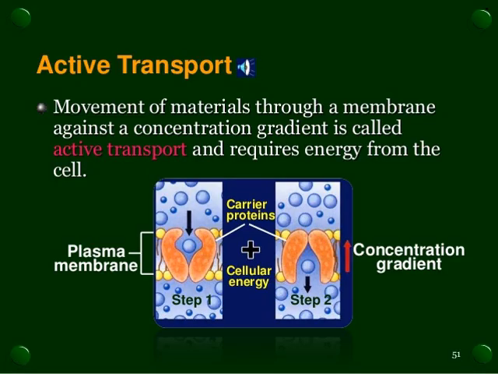Active transport. What is active transport? The movement of materials through the membrane against a concentration gradient is called active transport, because it requires energy from the cells. You can see in the plasma membrane the intrinsic proteins, the carrier proteins, which can take the particles from outside to inside and inside to outside. So cellular energy, ATP, is needed for this active transport, because it moves the substances against the concentration gradient.